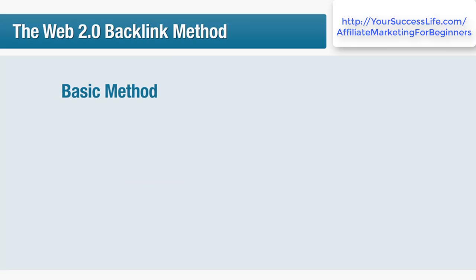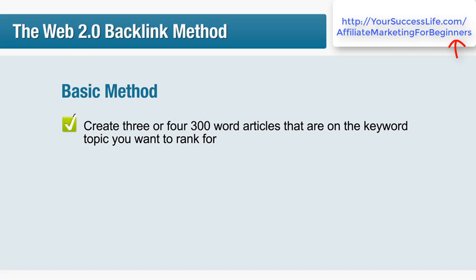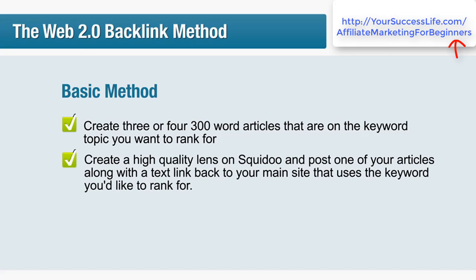Okay, a basic method. The way to put this into practice is to take a systematic approach. Here's the basic way to do it. Create 3 or 4 300-word articles that are on the keyword topic you want to rank for. Make sure these articles have compelling titles which include the main keyword. Also make sure the keywords are in the opening and closing paragraph and once or twice throughout the body text. The content needs to have a purpose and direct readers to take action. Create a high-quality lens on Squidoo and post one of your articles along with a text link back to your main site that uses the keyword you'd like to rank for.